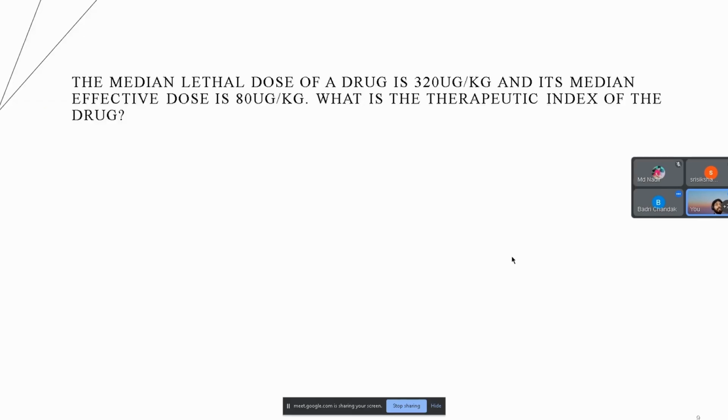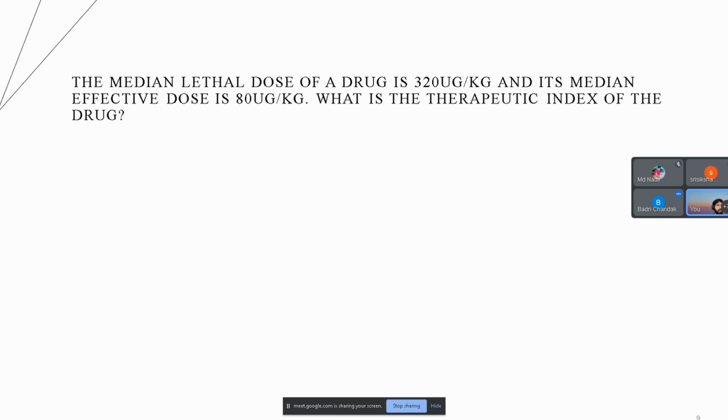Okay, so let's look at it. Therapeutic index, as I said, is defined as the median lethal dose of a drug over the median effective dose, right? So if the therapeutic index of a drug is 1, it essentially means the median lethal dose and the median effective dose of the drug are the same. So if you want to cure a disease but do not want to kill the patient, you cannot do that. You can only do that in 50% of the people.